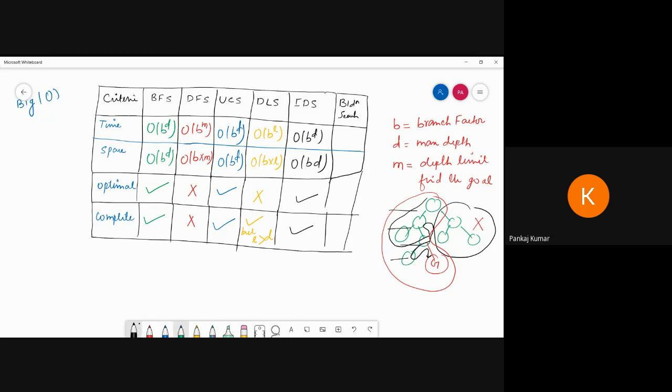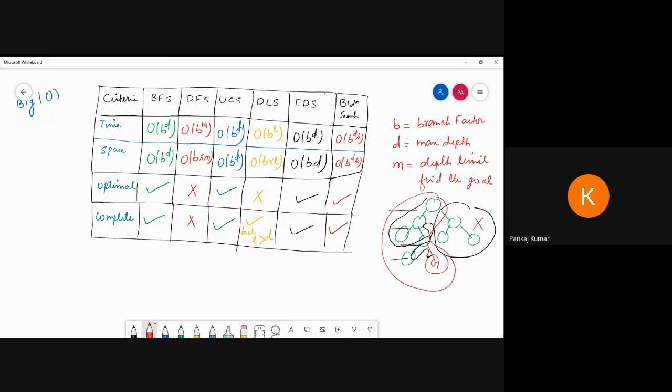And at last, I am going to write bidirectional search. We already know the time complexity is b to the power d by 2. The space complexity will also be b to the power d by 2. This is optimal, yes, and this is complete, yes.